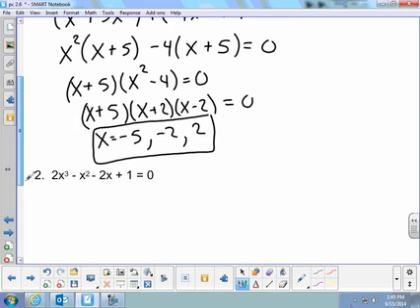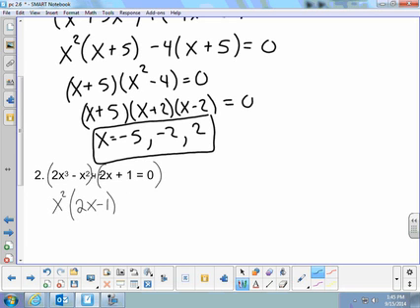Let's do the same thing on the next one. I'm going to put parentheses around the first two. And remember, that negative sign goes with that 2. Out of that first term, I'm going to factor out an x squared. And I'm going to be left with 2x minus 1.